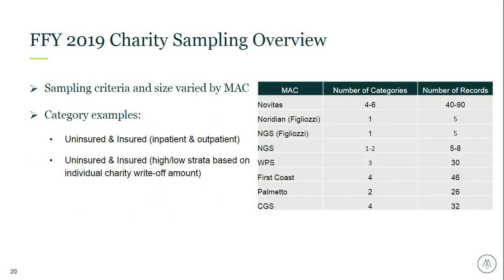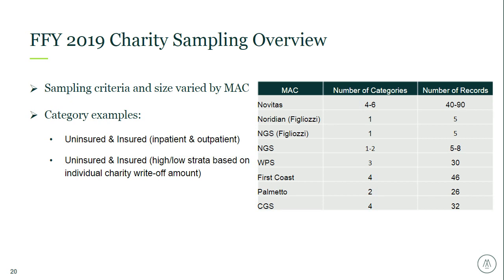So here on this slide, diving into the detail of the samples, you can see that during the 2019 audits, there's a variance of how MACs are treating these sample sizes for charity. This chart shows the range of the number of categories on the total number of accounts that were sampled. Some MACs have set their criteria on uninsured and insured claims and further separated those into inpatient and outpatient accounts, or high and low strata based on the individual charity write-off amounts claimed on S10. And on the opposite end of the spectrum, you can see that there are a few MACs that may only pull 5 to 8 sampled accounts.